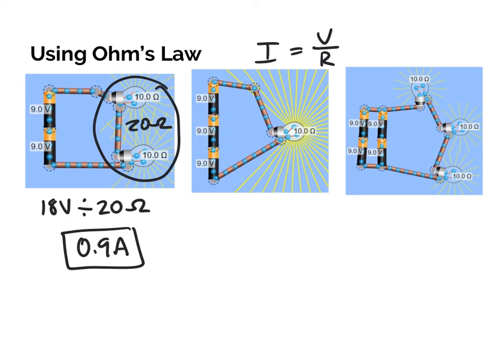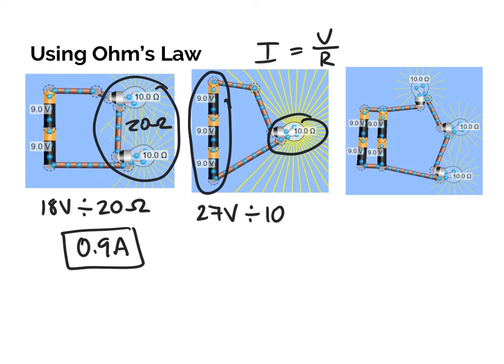All right, next one, I have three batteries placed in series. So three batteries in series would give me 27 volts. I have one single bulb, so that would be 10 ohms. So if I divide those two out, I would get 2.7 amps.